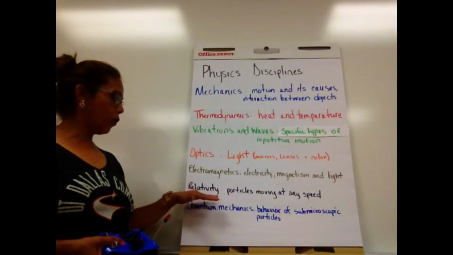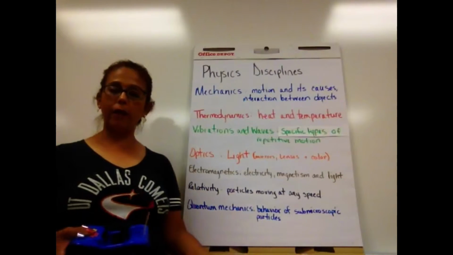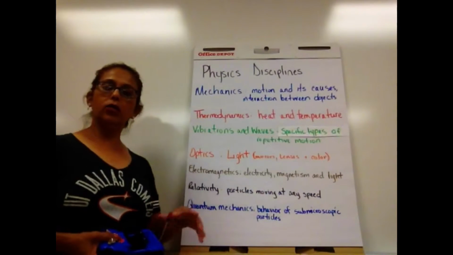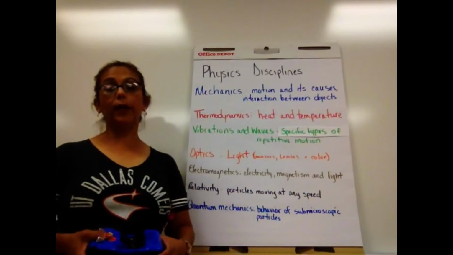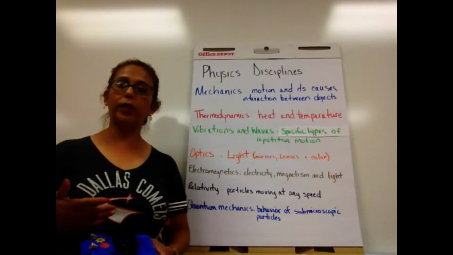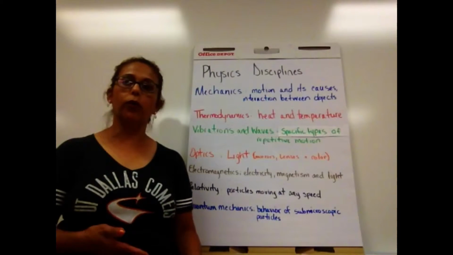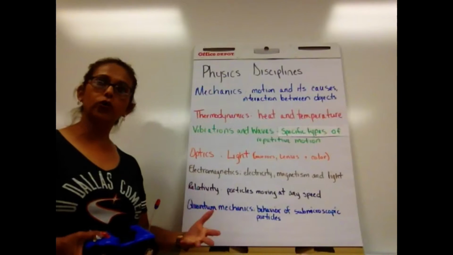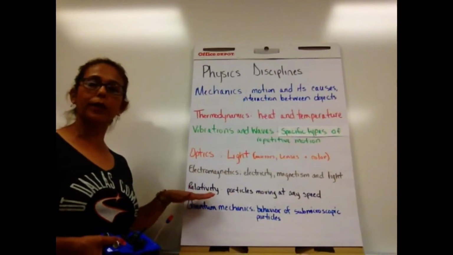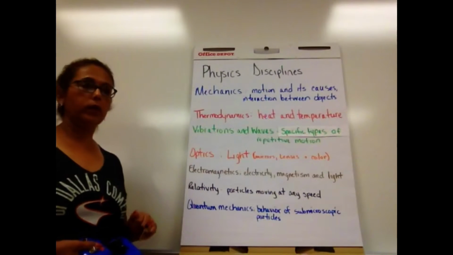And then we have relativity. Einstein's famous theory of relativity looks at particles moving at any speed, and it depends on who's looking at it what we determine to be fast or slow, or extremely fast or extremely slow. So it just depends on who's looking at it, how we see it, and that's why it's relative, and relativity.